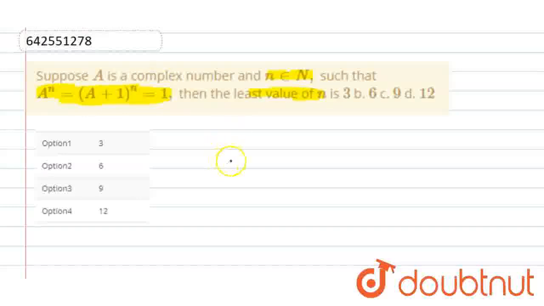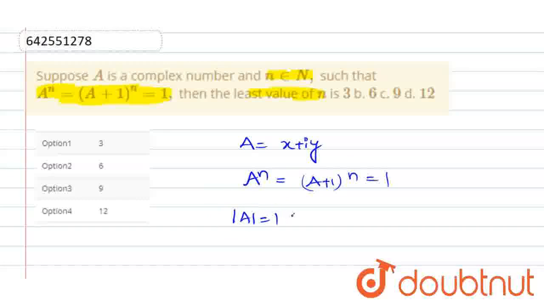Assume that a is equal to x plus iy. The question gives that a power n is equal to (a plus 1) whole power n, which is equal to 1, so the modulus of a is equal to 1, that is, the square root of x square plus y square is equal to 1. Squaring on both sides, we get x square plus y square is equal to 1. This is equation number 1.